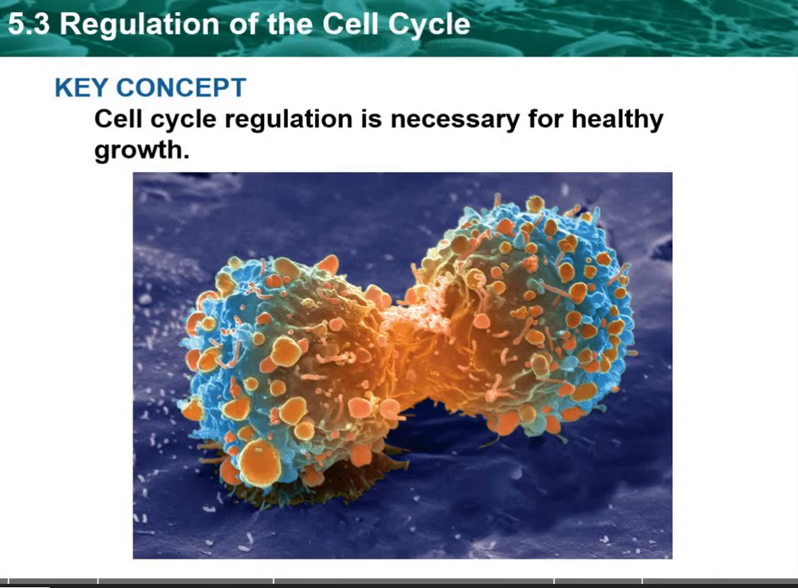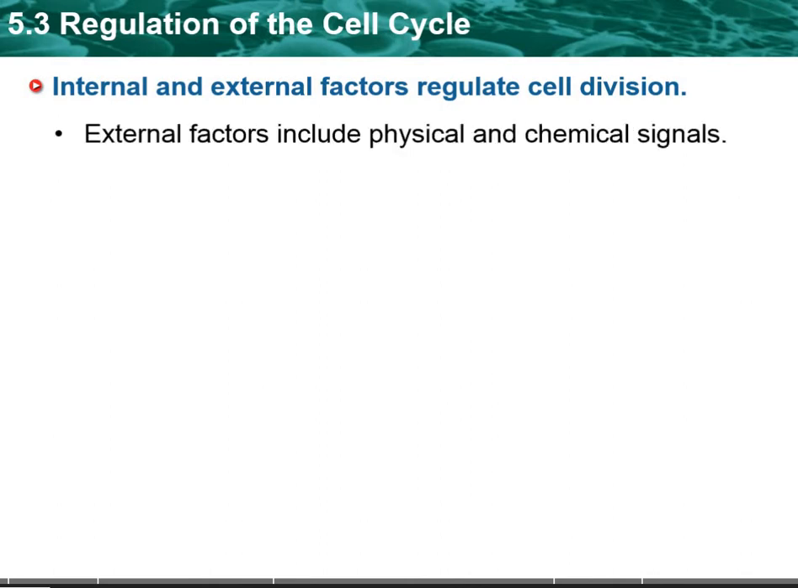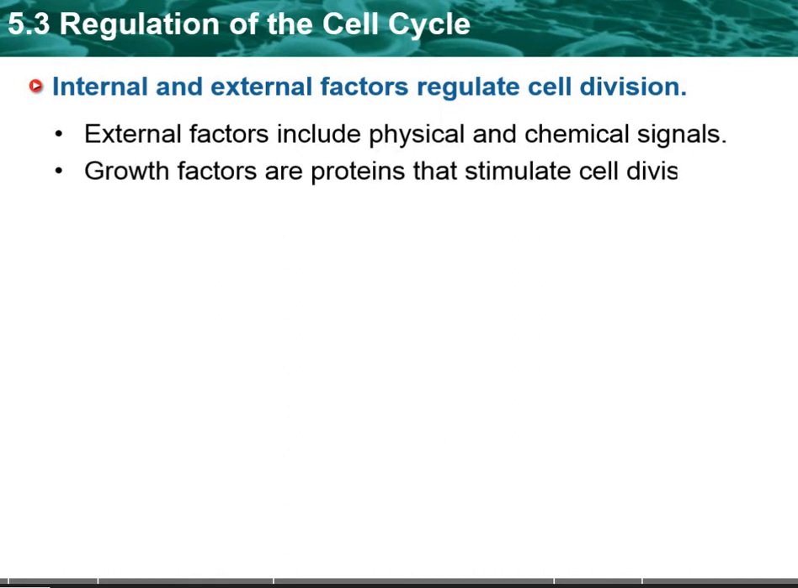Okay, in section 3, we're looking at the regulation of the cell cycle and what goes into that. You have internal and external regulating factors that are going to basically tell the cell when it needs to divide. External factors include physical and chemical signals for the cell.